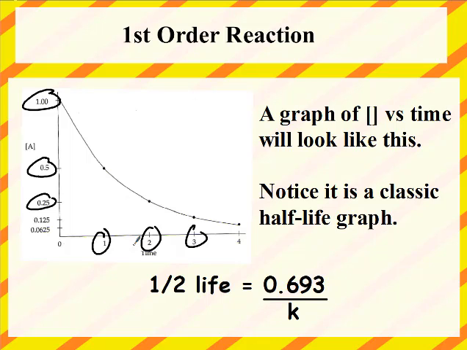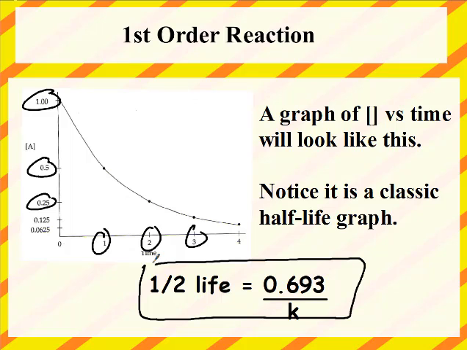The only half-life equation that's given on the AP test, which is the only one that you need to know, is first order. And that's 1 half-life, or half-life time, is equal to 0.693 over K. So if you know the half-life time, you can solve for K and vice versa.